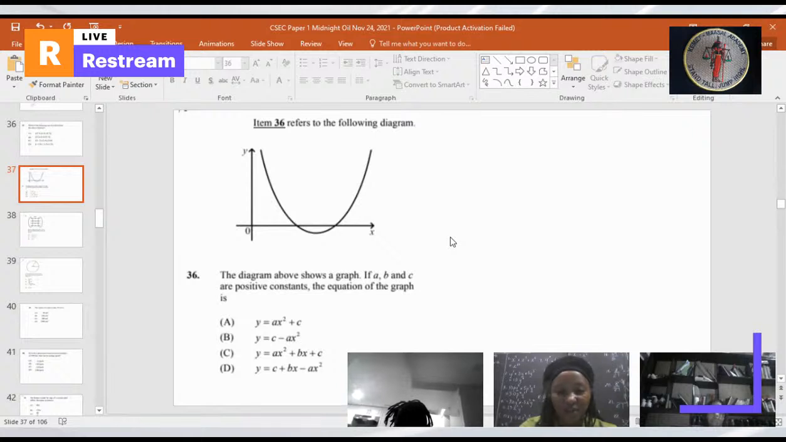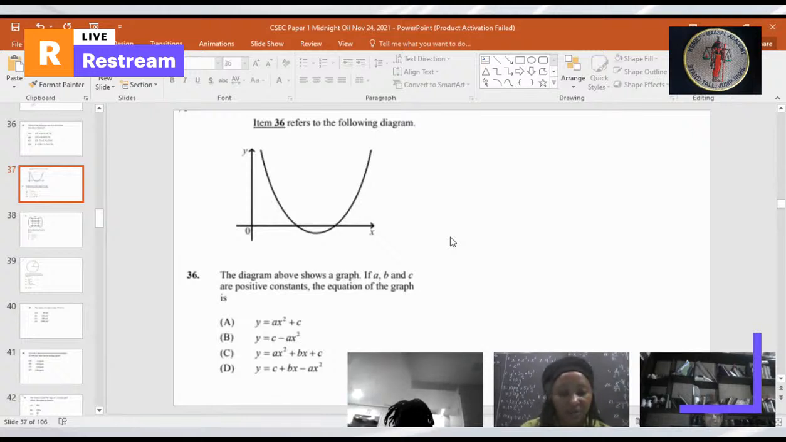It would be the other way around to be the frown. Some persons like to look at it like that. When the x squared coefficient is positive, we get a smile, and when it is negative, we get a frown. So we can eliminate B and D. And how about A and C?